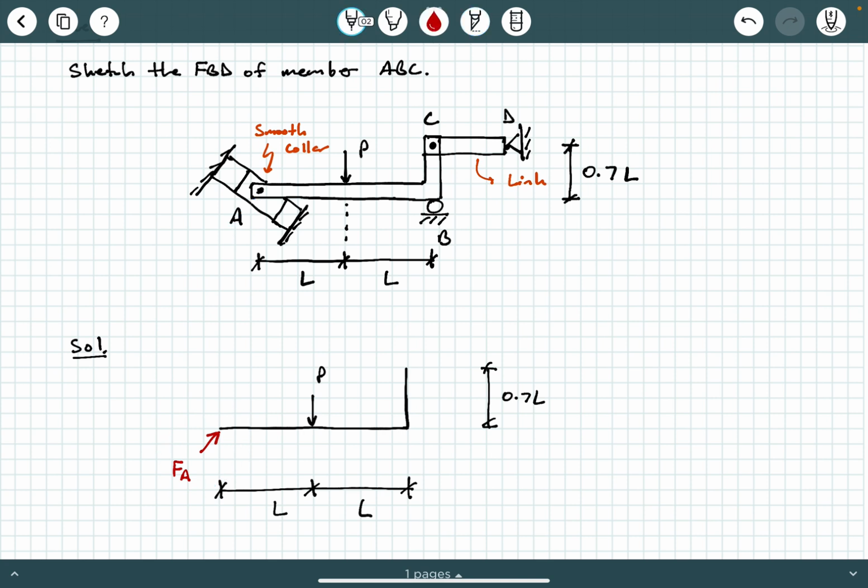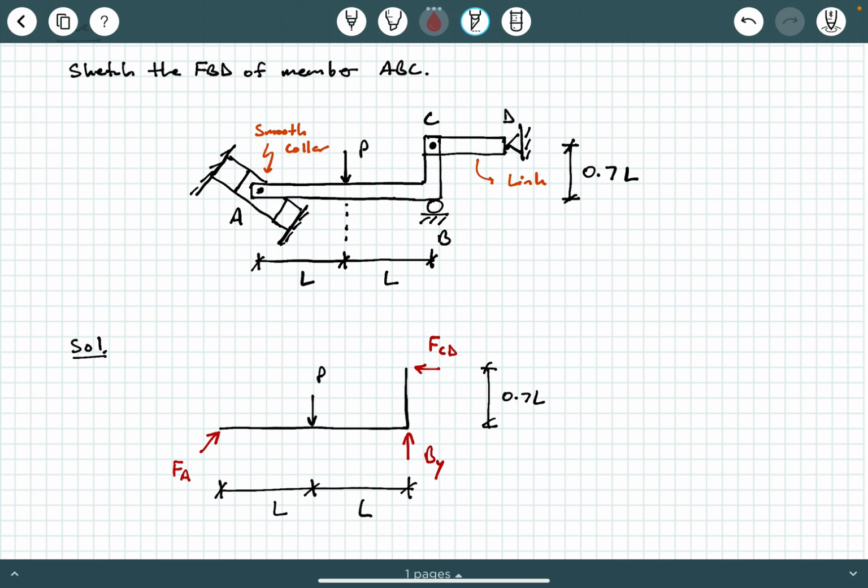Now, at the roller B, we're going to have a BY develop normal or perpendicular to the surface that the roller is sitting on. And then finally, we're going to have an FCD develop here. And that FCD is developing along the line of action of that small link, okay? And so that's going to conclude this example.